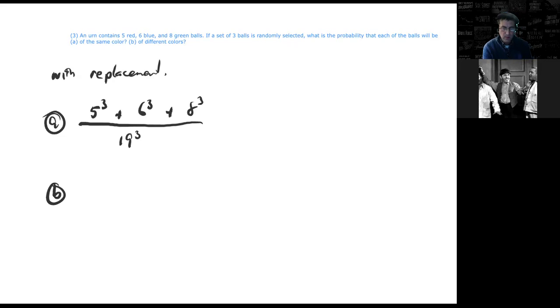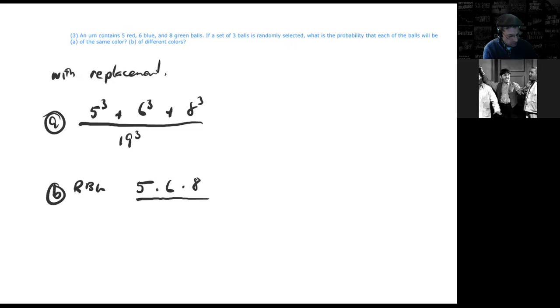And part B with replacement, we want to choose balls of different colors. Well, let's first assume we've chosen a red ball. So suppose we did red, blue, green. Okay, we first choose a red ball. We put it back in. How many ways are there to choose a blue ball? Well, there are 6 ways, as in the second case, and then there are 8 ways to choose the green ball.